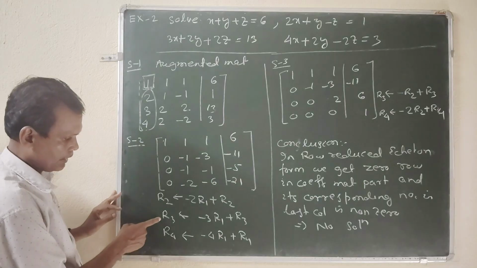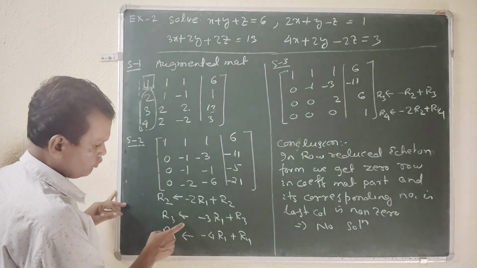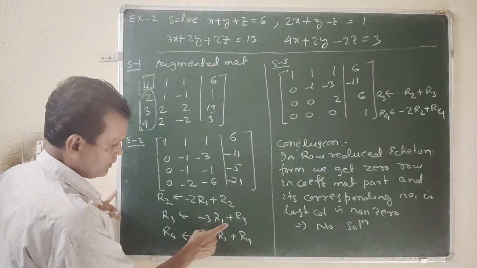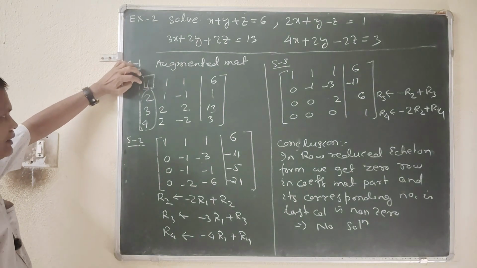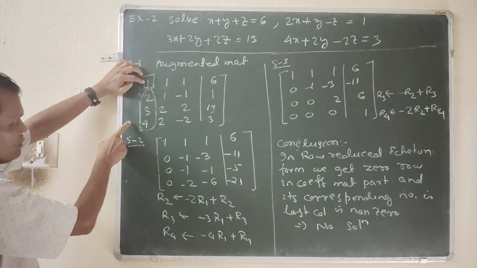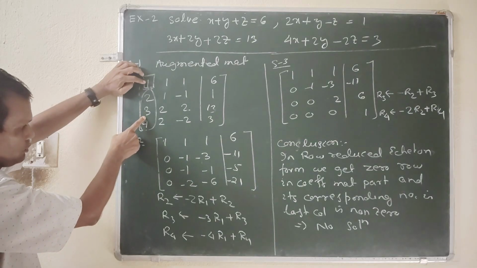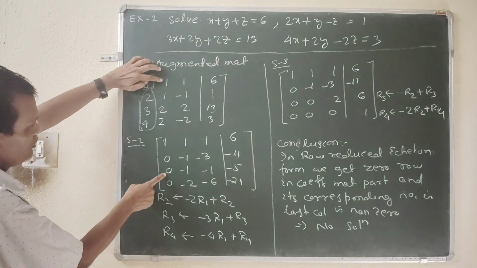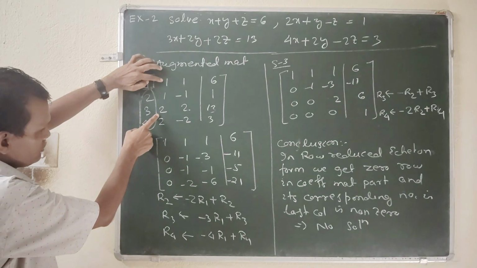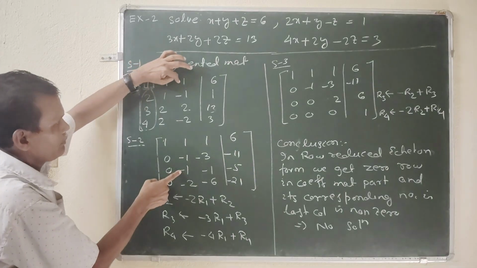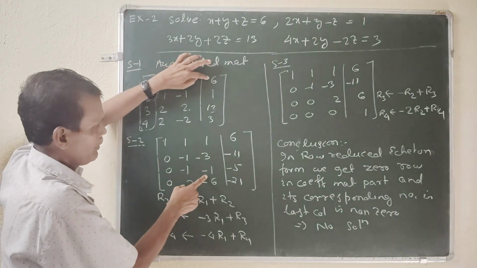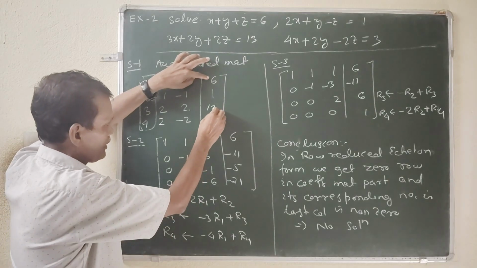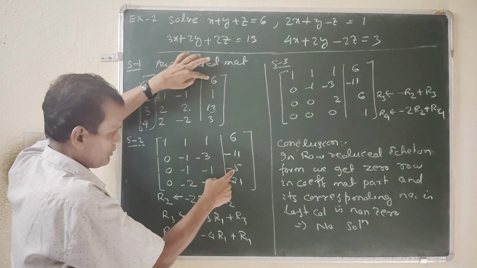Then come to the third row, row 3. Row 3 we have made the law minus 3 r1 plus r3. That means in row 1 we will multiply by minus 3 and that result will be added to row 3. Minus 3 into 1 minus 3 plus 3 is 0. Minus 3 into 1 minus 3 plus 2, that is minus 1. Minus 3 into 6 is minus 18 plus 13, that is minus 5.